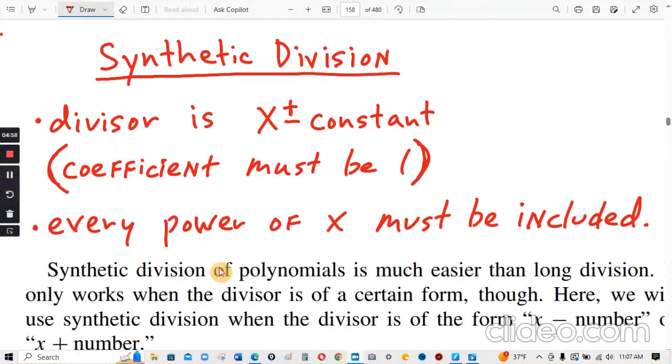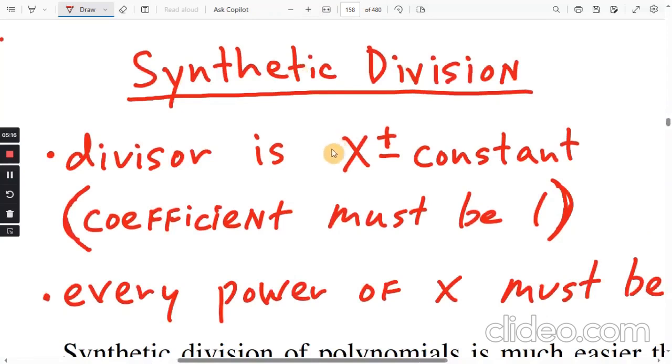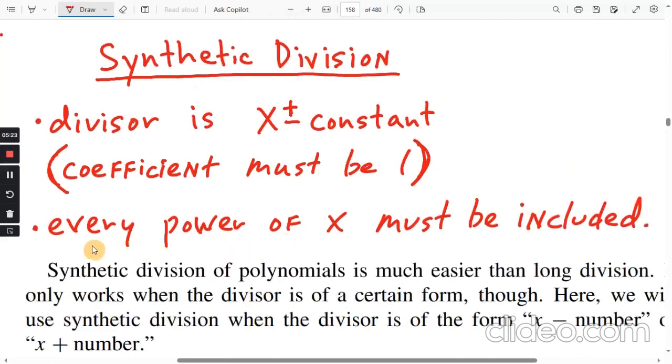All right, so for synthetic division, there's just a couple rules I want to mention first. The divisor, or the thing you're dividing by, has to be x plus or minus a constant. In other words, the coefficient must be 1. If there's any number in front of the x other than 1, then you can't use synthetic division. And the other thing is that every power of x must be included. Remember, in the long division, if a power was missing, we inserted a 0 in front of it. For instance, if x squared was missing, we would write 0x squared. So the same basic concept applies here, as you will see in the example.